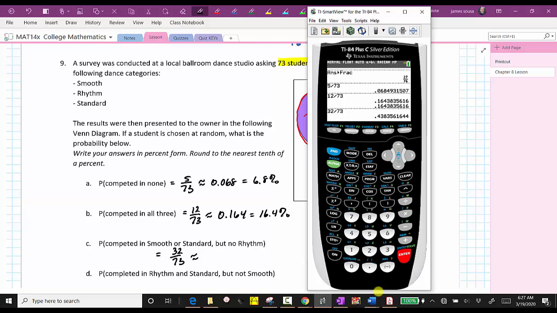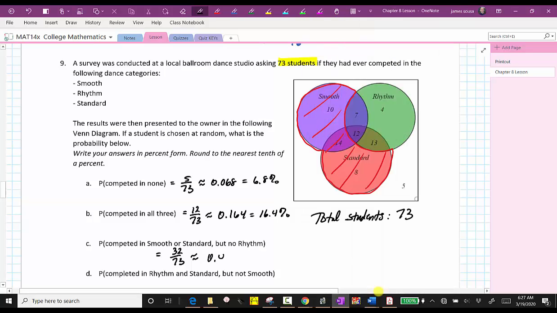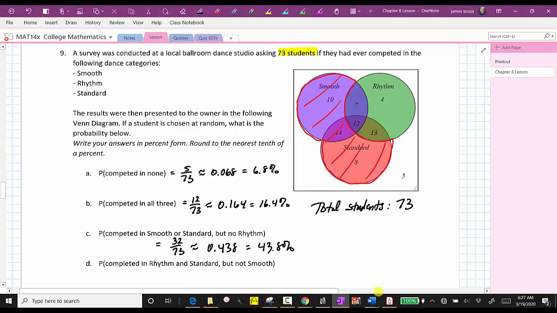To 3 decimal places is 0.438. We round down because of the 3 in the 4th decimal place. So 0.438 is equal to 43.8%.